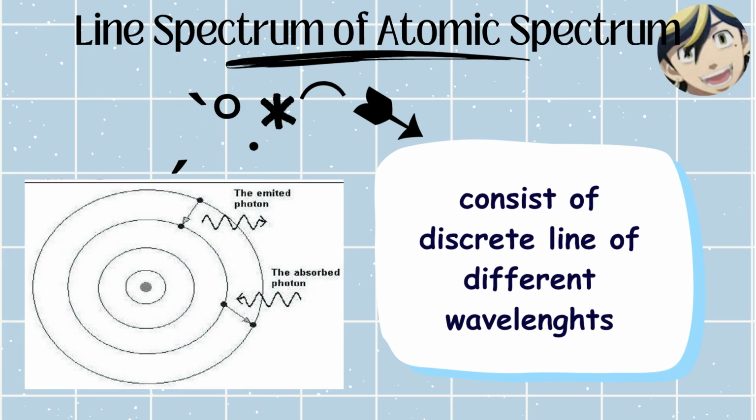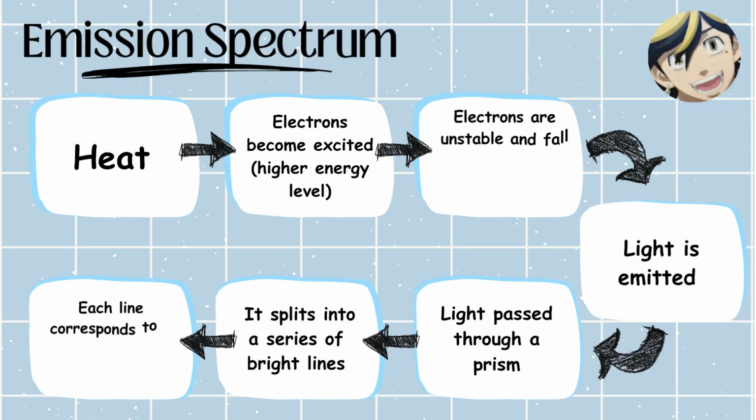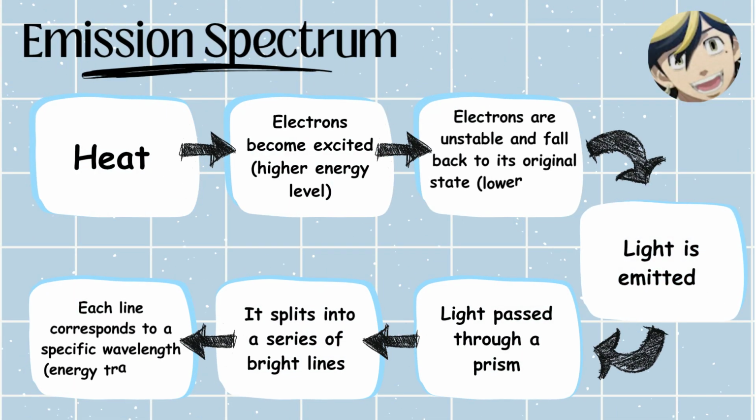The energy of that emitted photon corresponds exactly to the difference in energy between the two levels, and consists of discrete lines of different wavelength. When we apply heat or electricity, this input causes electrons to become excited, jumping from their stable ground state to a higher energy level. Because this excited state is unstable, the electrons quickly fall back to their original lower energy level. As they fall, they must release their excess energy, which results in light being emitted as a photon.